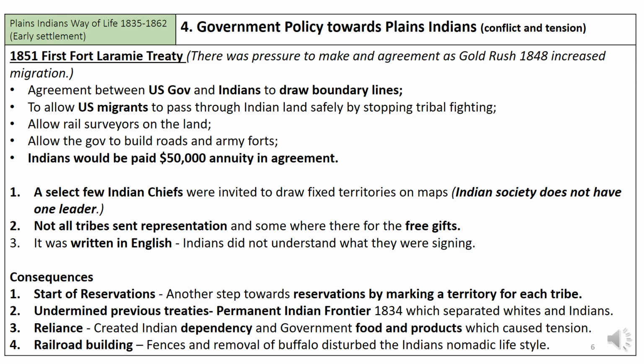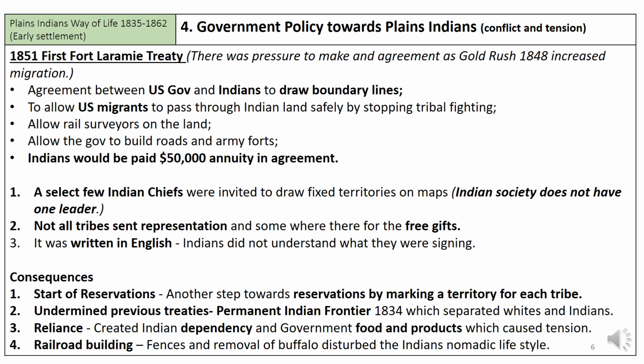They invite lots of chiefs to attend this meeting at Fort Laramie, and they are going to draw on a map boundary lines. They're going to say this area is Indian land, this area is American land. They are going to ask the Indians to allow any migrants, any US migrants, to pass through safely. And by safely, that means that they want the Indians to stop tribal infighting, so that nobody gets hurt in the crossfire, and they want the Indians to allow the government to start to build roads so they can pass through safely, and they're going to start to put some army forts in this land. If they agree to all of this, they will get an annual payment called an annuity of about $50,000 worth of stuff. Okay, so that's food, that's resources. Some of the Indians like this idea, they sign it, and some of them do not.